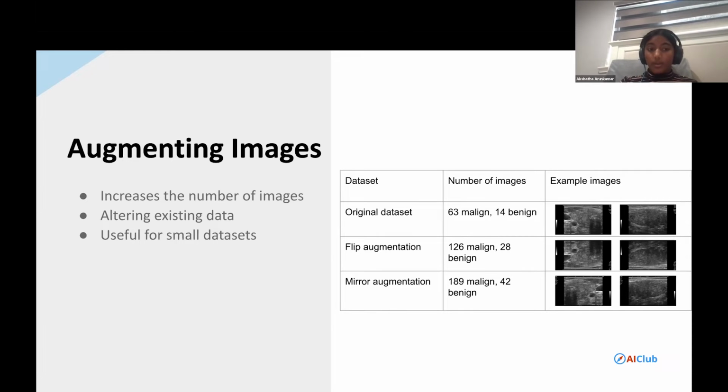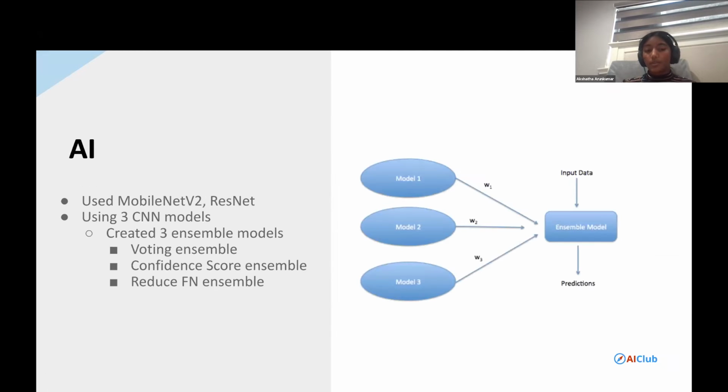For my AI, I used MobileNet v2 and ResNet algorithms, and I used the 3 CNN models to create 3 ensemble models. My 3 ensemble models were the voting ensemble, which took the majority vote from the 3 CNN models, a confidence score ensemble, which took the average confidence score from each of the 3 CNN models, and then the reduced false negative ensemble, which used strict criteria to reduce false negatives.